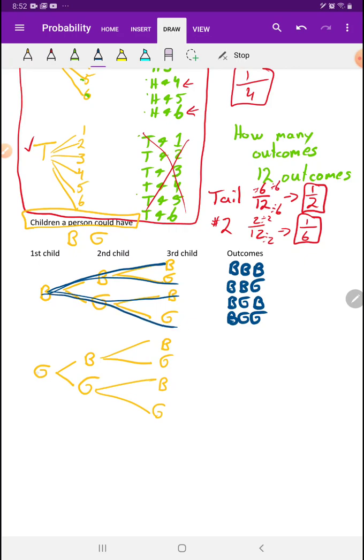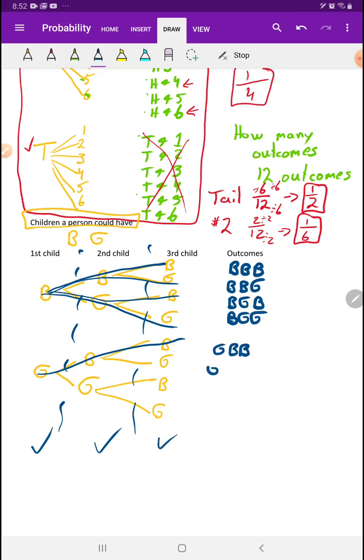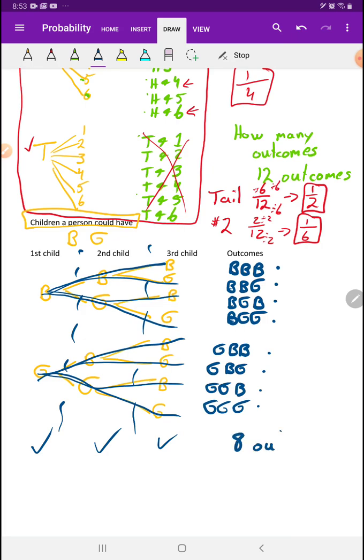Okay. Then we go to the next one. That's the last one right here. Then we go this one. You see how you have to take one from every column. We have to take one from here, one from here, and one from here. So this one we've got girl, boy, boy. Then we've got girl, boy, girl. That's this path right there. Then we've got girl, girl, boy. That's this path right here. And then we've got girl, girl, girl, which is the last path. See that? Okay. So now, how many possible outcomes do we have? Well, we can count it. 1, 2, 3, 4, 5, 6, 7, 8. There are 8 outcomes.